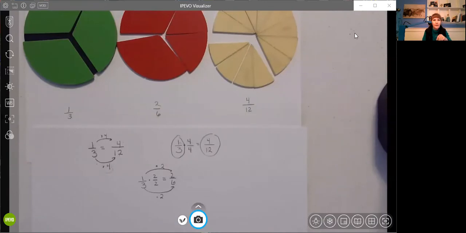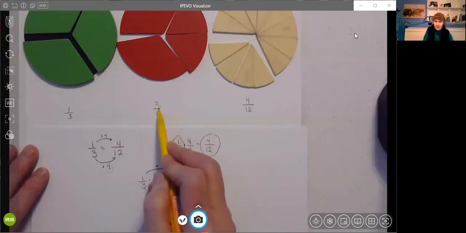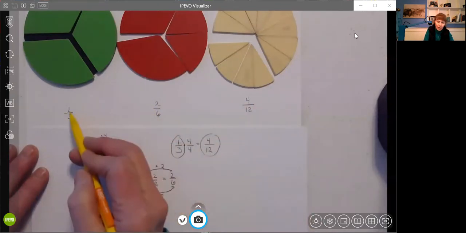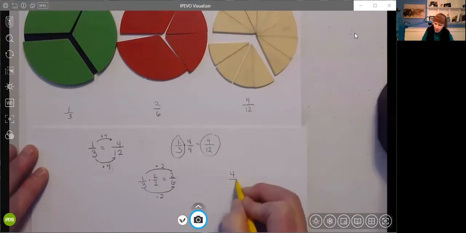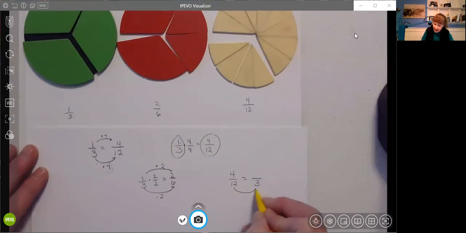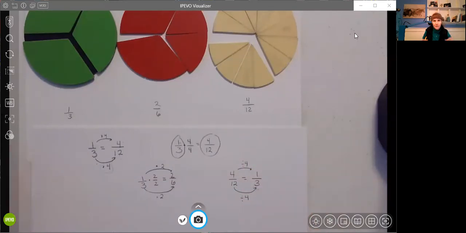We're also going to be working on the idea of how to go from 4/12 back down to 2/6, or 4/12 down to 1/3. Well, if you're multiplying to go in this direction, to go backwards, you're going to be dividing by a number. So if I have 4/12 and I wanted to go back to a third, I divide here, I divide by 4. So division gets us back to smaller numbers.